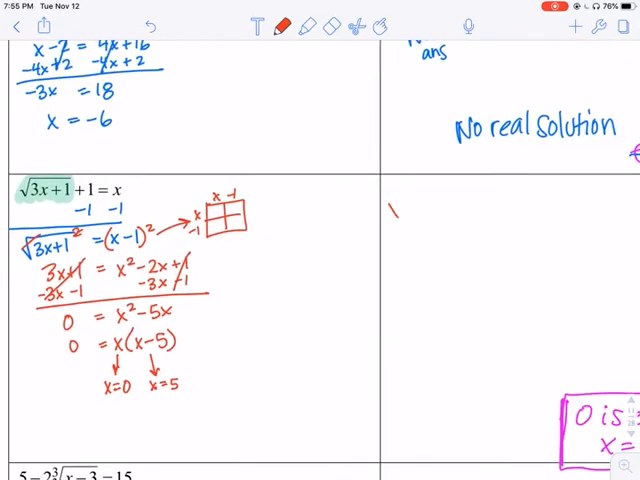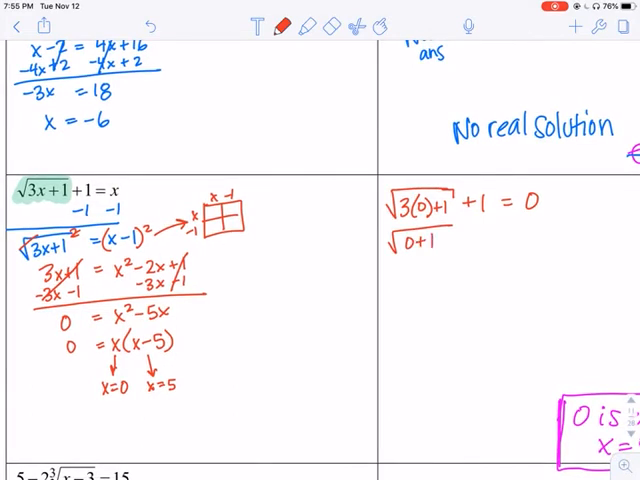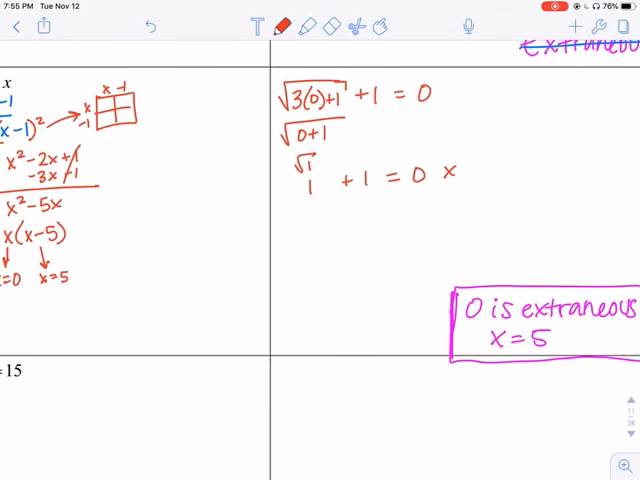So I'm going to look here. I have 3 times, I'll try 0 first, 0 plus 1, plus 1 should be equal to 0, right? Because this is an x, so we know that x we're plugging in is 0. So I'd have square root of 0 plus 1, or square root of 1, which is just 1, plus 0 plus 1 equals 0. That is not true. So we could say that 0 is extraneous. That's what we have here.